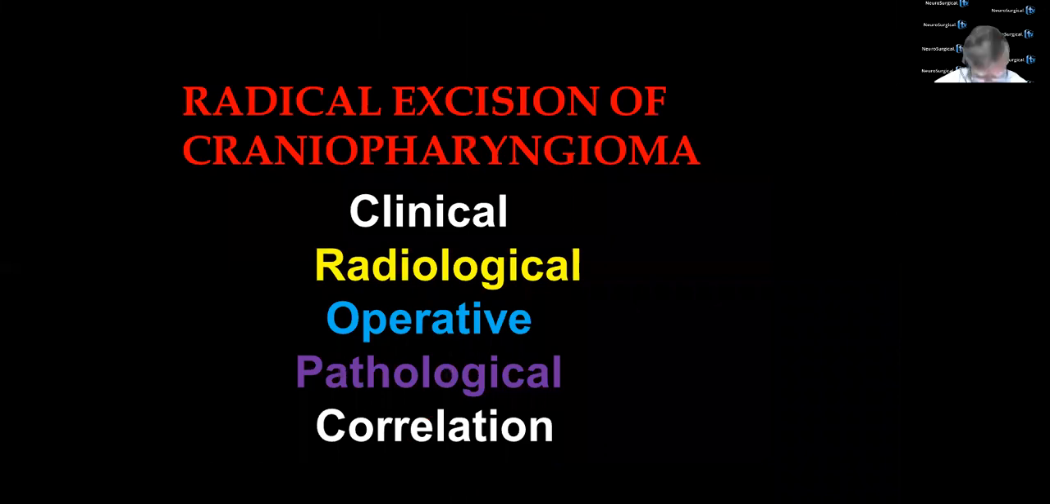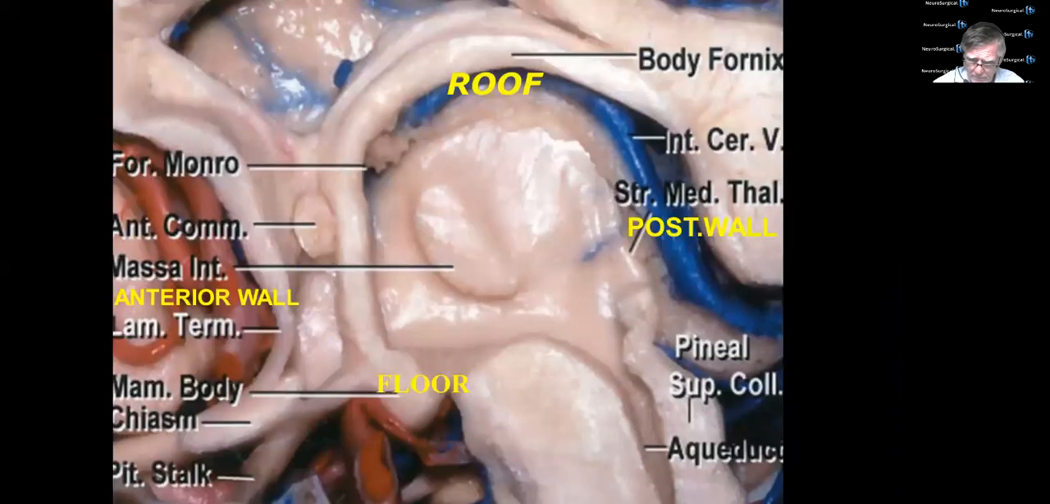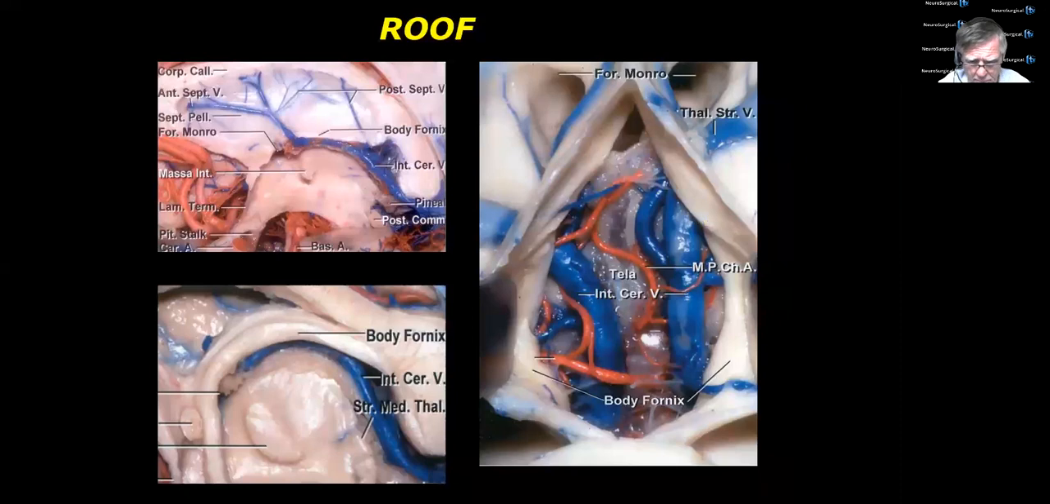The topic for tonight is radical excision of craniopharyngioma: clinical, radiological, operative, and pathological correlation. And when you deal with craniopharyngioma, you come close to the third ventricle, so we need to know about the third ventricle. This is the view of the third ventricle: the roof, the anterior wall, the posterior wall, and the floor. It's a piece of anatomy which is difficult, and that's why people do not want to go there.